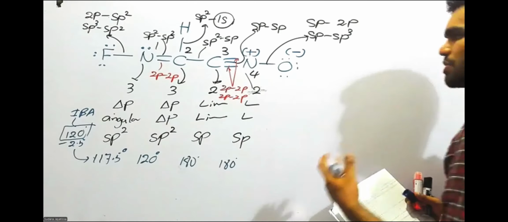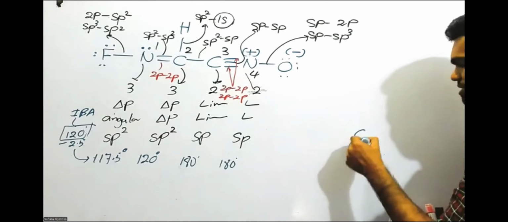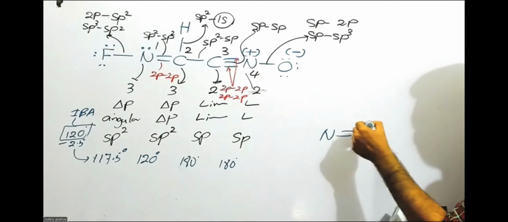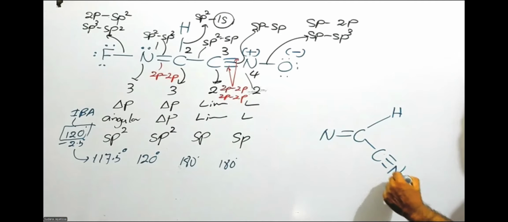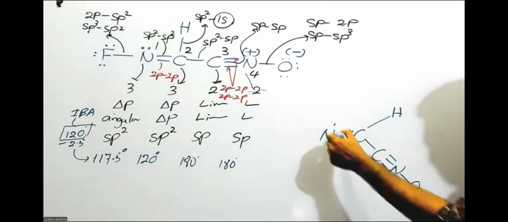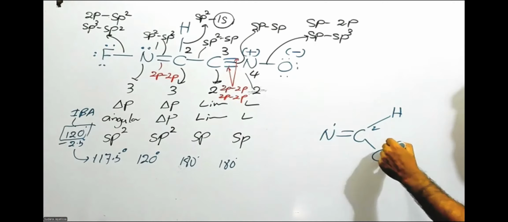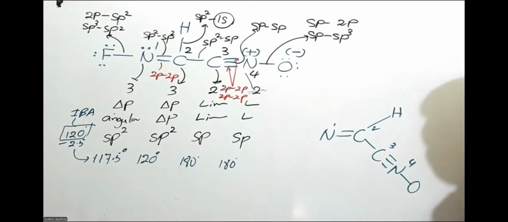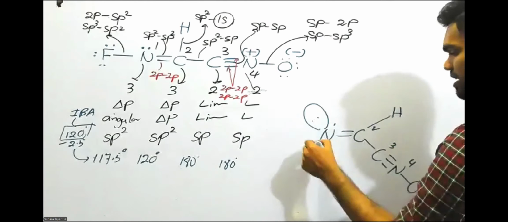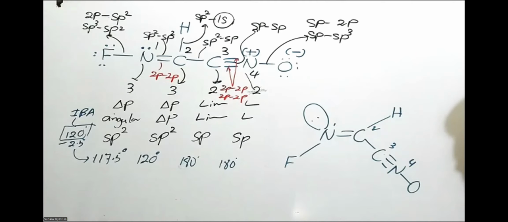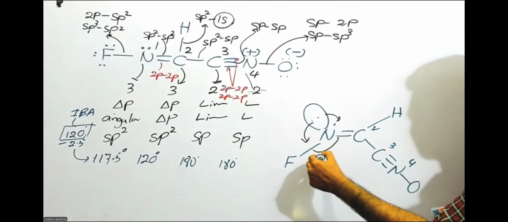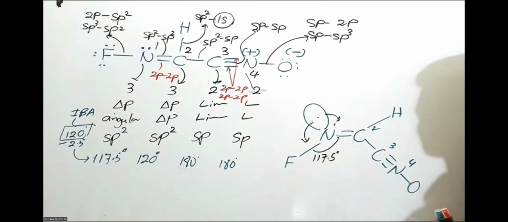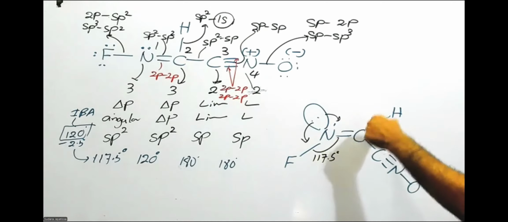So if you try to draw this one, like I promised, try it in this way. This is hydrogen, and this is the carbon, nitrogen and oxygen. So N1 nitrogen, this is C2 carbon, C3 and N4. And then you have a fluorine, there is a lone pair, and that fluorine is right here. This is how you are going to draw it. Like I said, if there is a lone pair, then it pushes more, so the bond angle is going to be less than 120. That's why 117.5 is written. And this one we can say approximately 120.